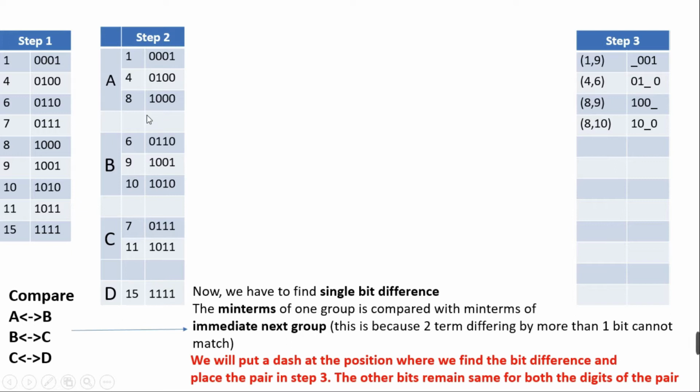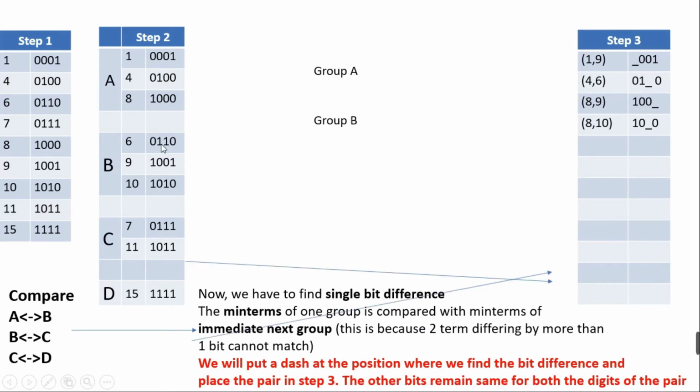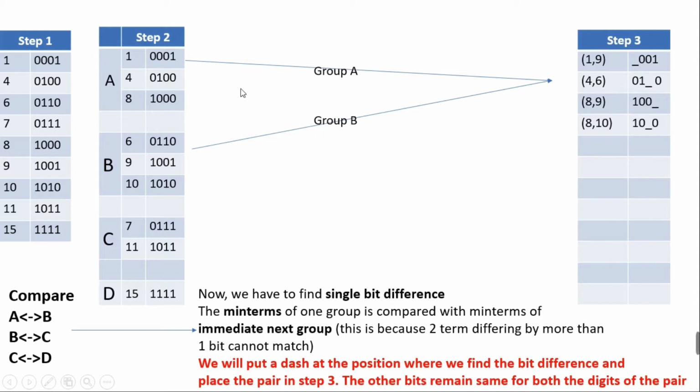If we compare 8 with 6, we're going to get more than 1 bit difference, so we will discard that. But if we compare 8 with 9 or 8 with 10, then we're going to get something like this. For 8 and 9, 1 0 0 dash, and for 8 and 10, 1 0 dash 0. So this is the basic scenario after we're done with the comparison for group A and B. Here we can see that from group A and B we're getting these results.